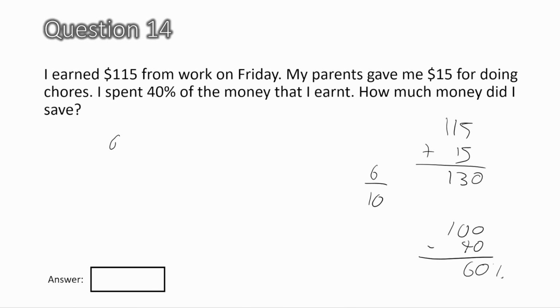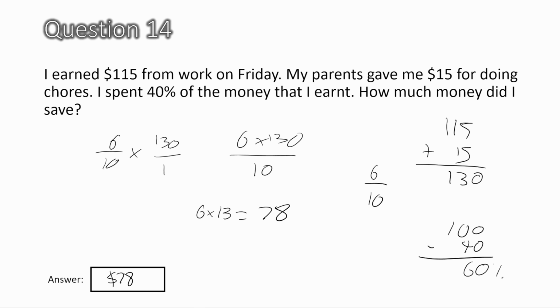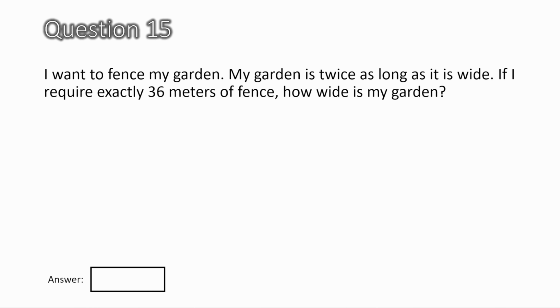Now, we're going to do 6/10 times 130. This is starting to look very similar to the previous question. So of course, we're going to make this 130 over 1, and we're going to combine the two fractions, which gives us 6 times 130 over 10. If we divide the 130 by 10, that gives us 6 times 13 over 1, which we can just ignore, which equals 78. So how much money did they save? $78.